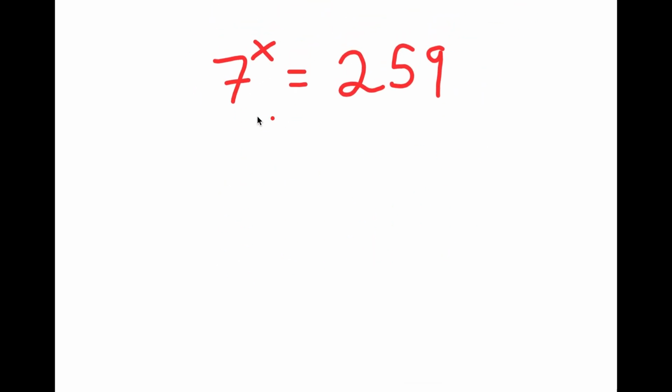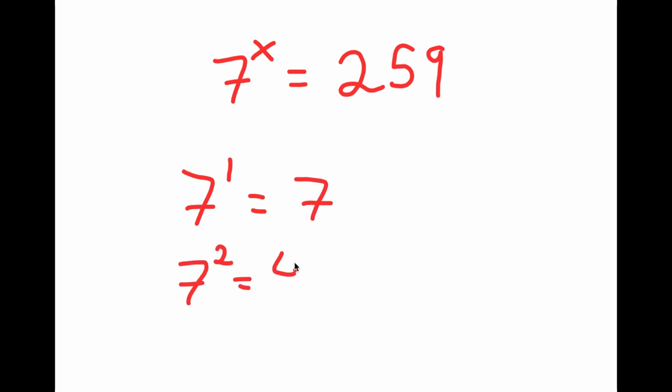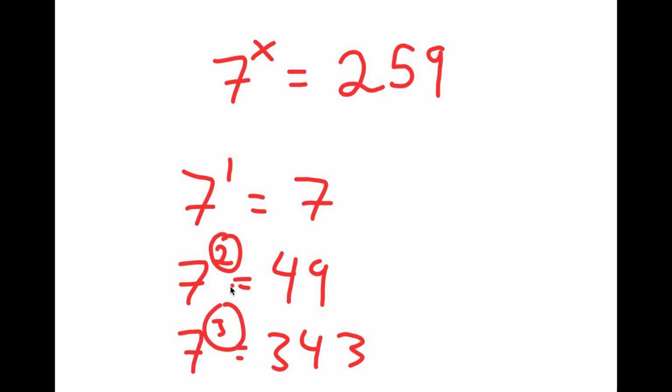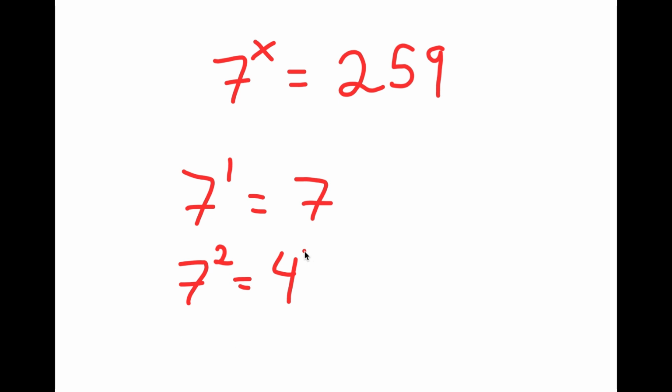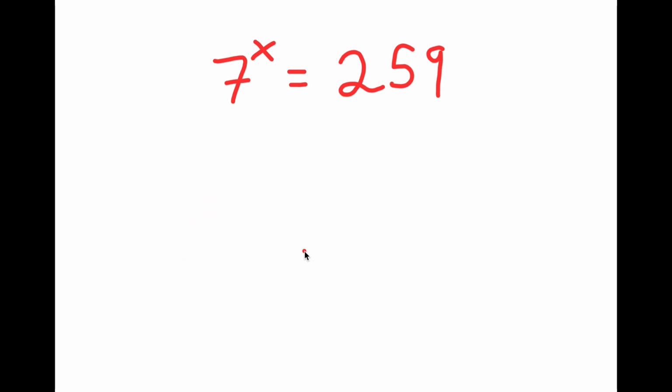So now from here, I have a smaller equation that I got from my larger equation at the start. So to solve this, well, 7 to the power of 1 is equal to 7, 7 to the power of 2 is equal to 49, and 7 to the power of 3 is equal to 343. So we know that x is going to be somewhere in between 2 and 3, and it's going to be a decimal. So now that we know that, how are we going to find the value of x?